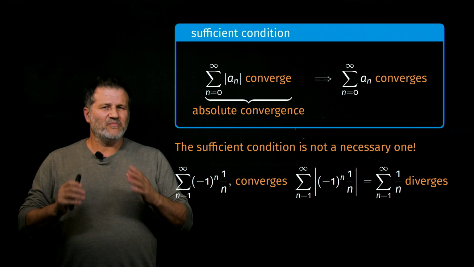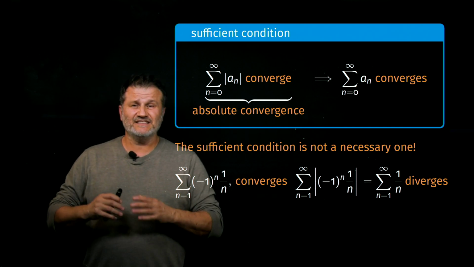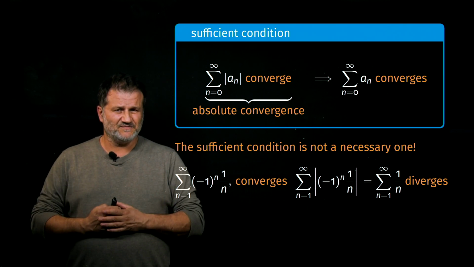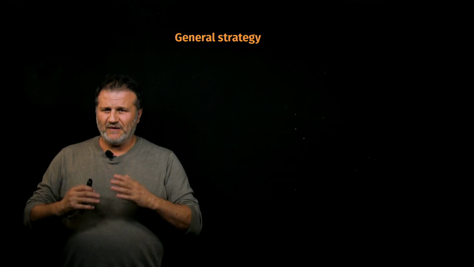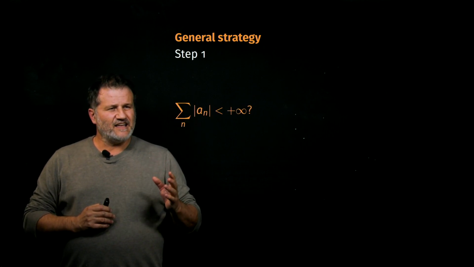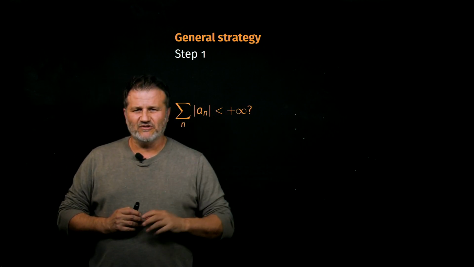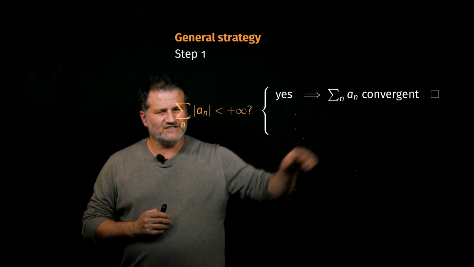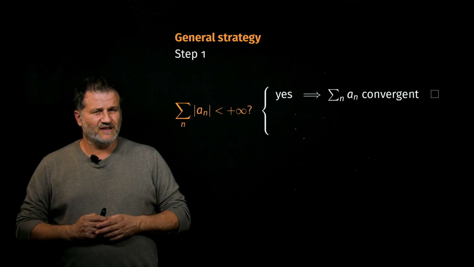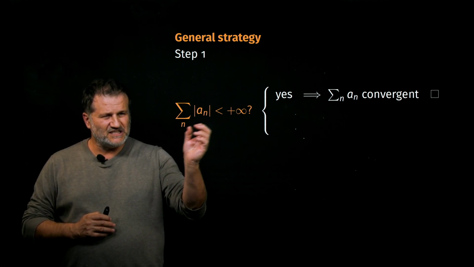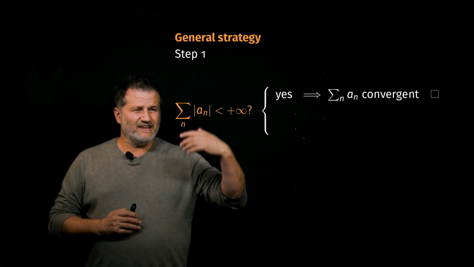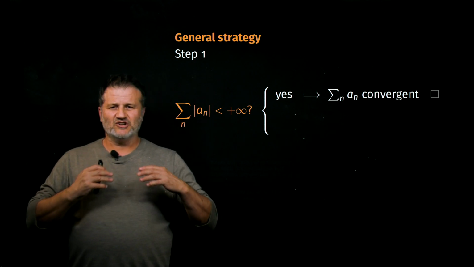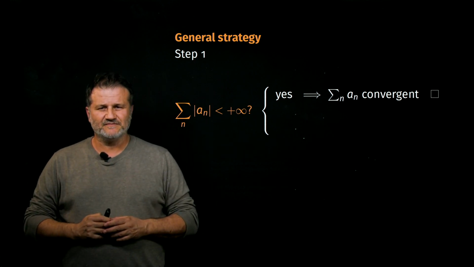Now, how can we combine these two conditions to study the convergence of a series with general sign terms? We can imagine a two-step strategy. In the first step, we test the absolute convergence for the series. If this is verified, then we know that also the series of an is convergent. The nice thing is that this is a positive term series, so we can apply all tests known for this type of series, like comparison, asymptotic comparison, root and ratio tests.